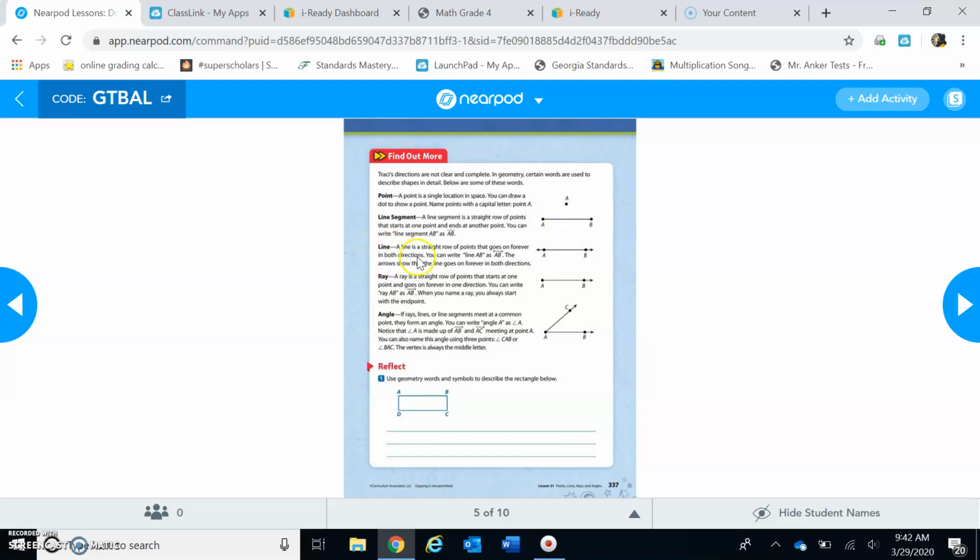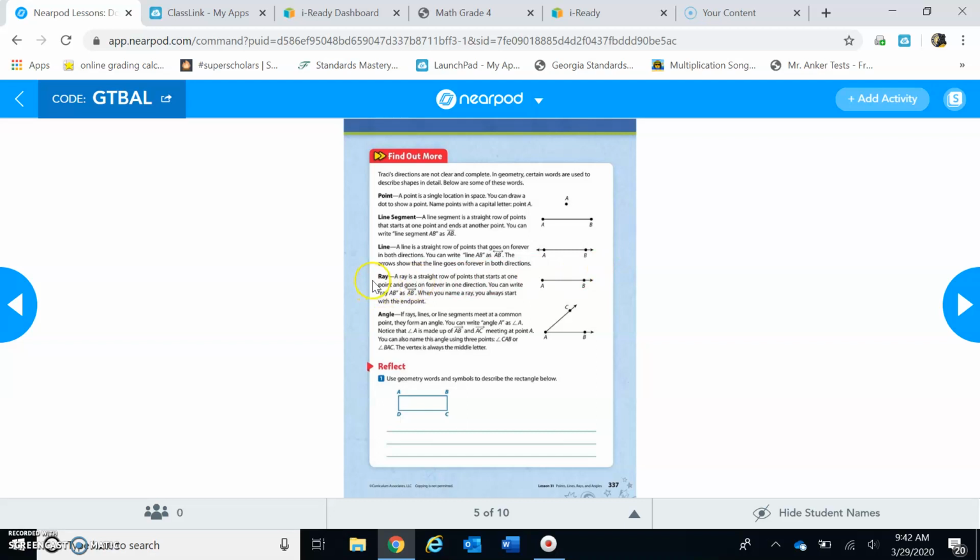Line. A line is a straight row of points that goes on forever in both directions. So let's look at our picture to the right. You have a line, and on each end of your line, you have an arrow. The arrow indicates that this line will go on and on and on forever in both directions.